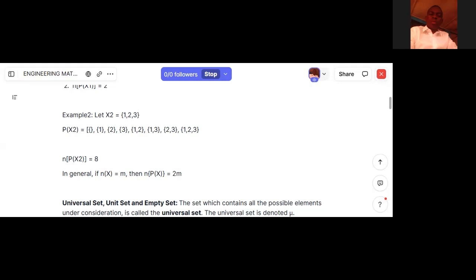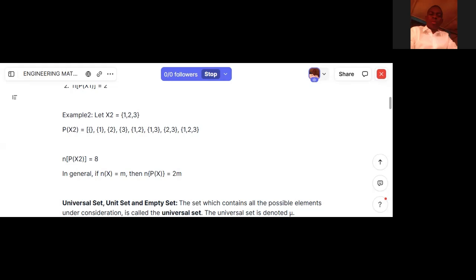Now, the cardinality of the power set of X2 gives us the number of subsets that X2 is able to form. If you count closely, you find out that the subsets formed when you have 3 elements in set X2 are 8 subsets. That tells us that the cardinality of the power set of X2 is simply 8.